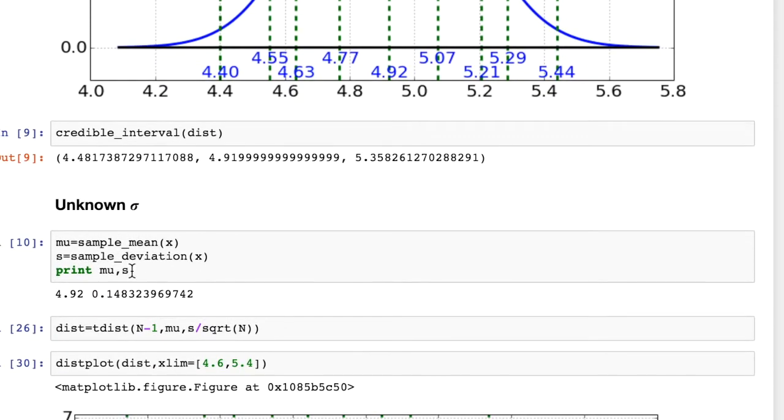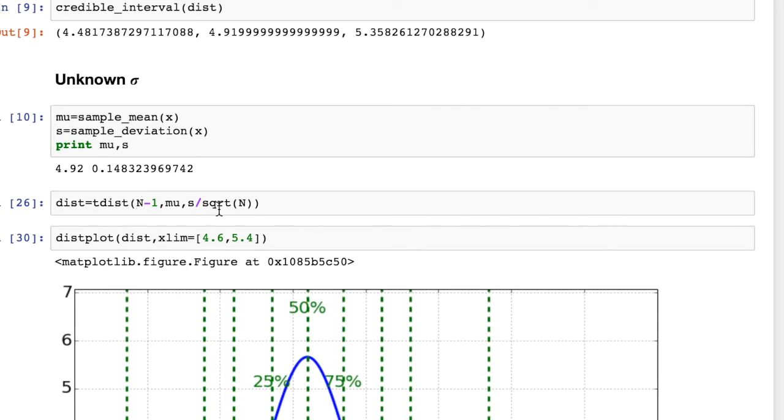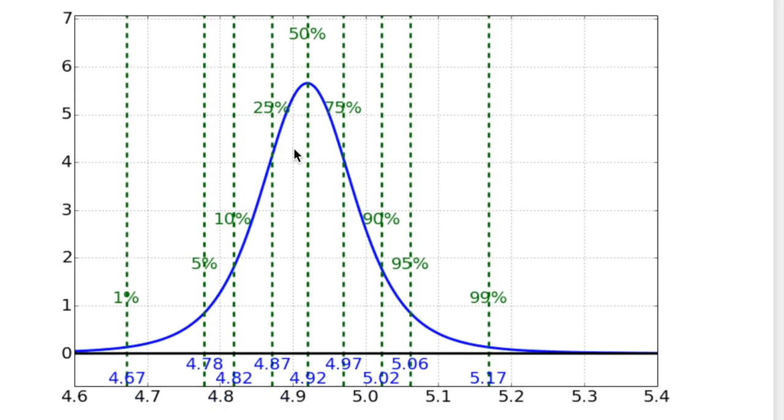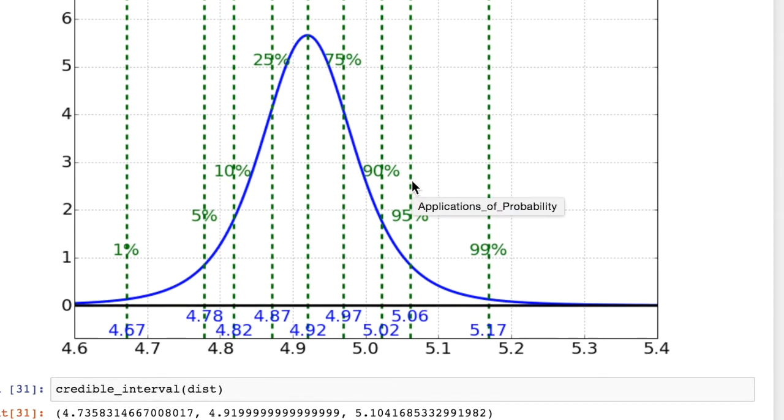When we don't know sigma, we have to estimate it from the sample deviation, and this line gives us a t-distribution with n-1 as the degrees of freedom, and then again the distribution plot, which lets us visualize more clearly the t-distribution and get credible intervals. And all of this is accessible to someone who is not particularly strong in mathematics. So focusing on visualization is the key here.